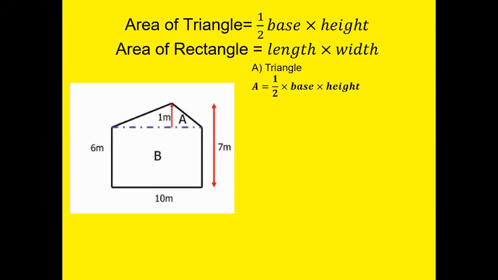What is the base of the triangle? Good job. The base is 10 centimeters. And the height, what is the height? We're talking about the perpendicular height now. Good job. The height is 1 meter. So we're going to say half times 10 times 1. What is 10 times 1?